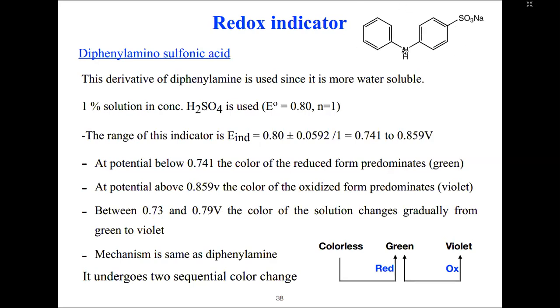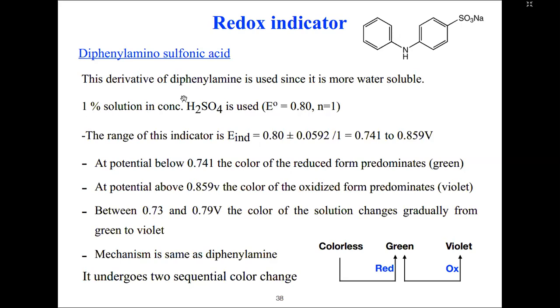In the para position to the nitrogen, it loses hydrogen to attach SO3. If it is the acid, then instead of Na, you have H. However, this is the salt form and it is written with Na, for sodium. And it is better than diphenylamine because this compound is more polar than diphenylamine and it is water soluble.